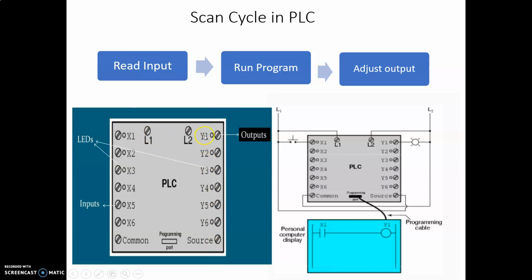This L1 and L2 are nothing but the power sources for this input and output, right? And this is the port where we attach and plug, where we can transfer a program from the PC into this PLC part here, right? So we'll try to understand this point here.